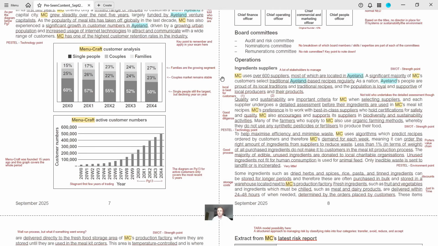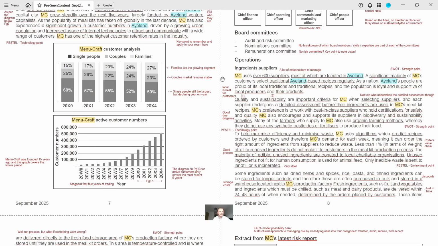A significant majority of MenuCraft's customers select traditional Ireland-based recipes regularly, so in terms of stocking the ingredients, that's a good thing. As a nation, Aylands people are proud of its local traditions and traditional recipes, and the population is loyal and supportive to local producers and their products. So local is best for the customers. From a SWOT analysis point of view, a massive strength.